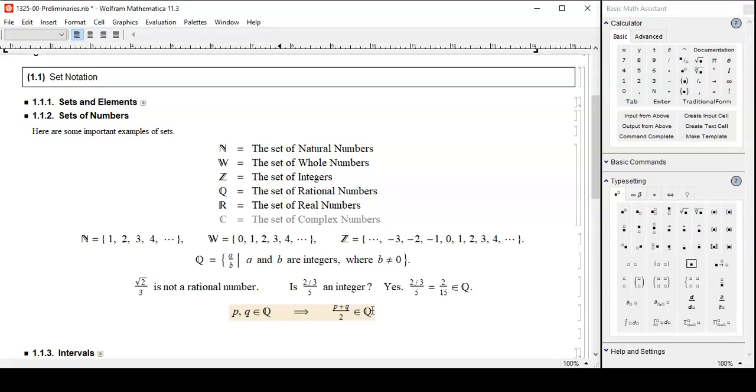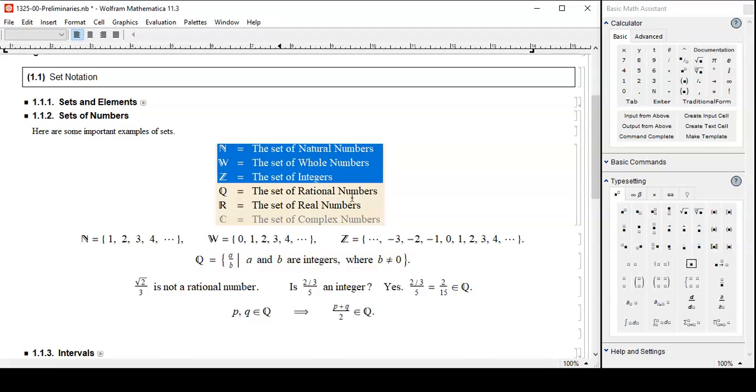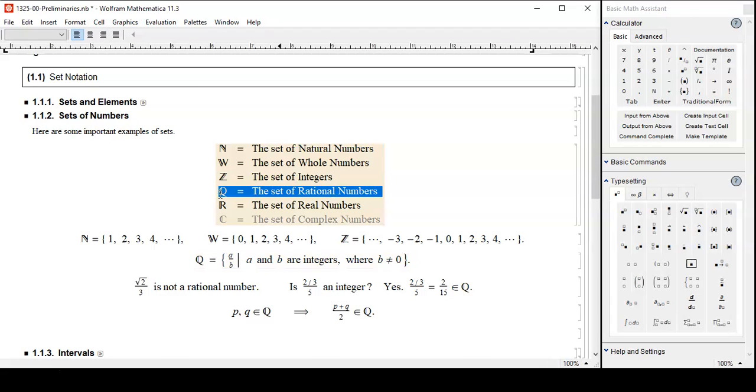So there is no such thing as the next highest rational number. This is not discrete. This property is called dense. So these are discrete, and Q is not.